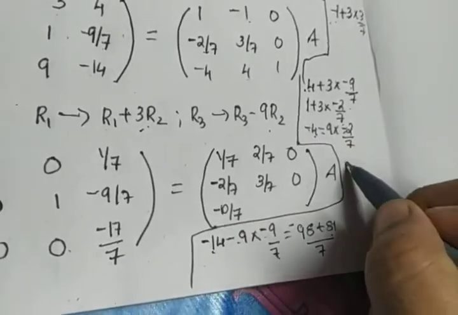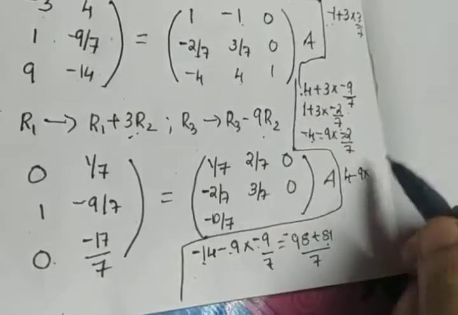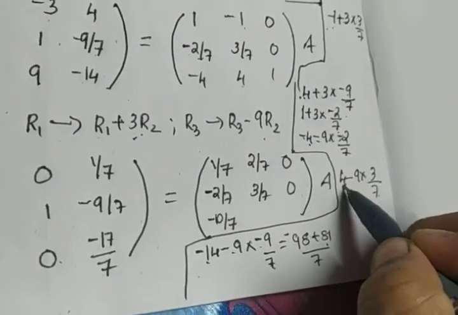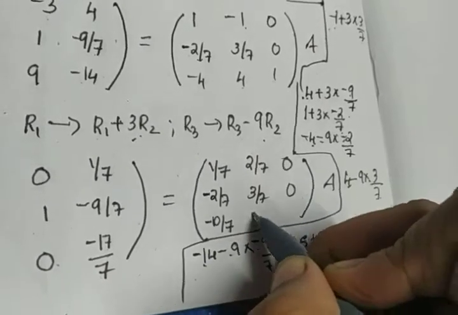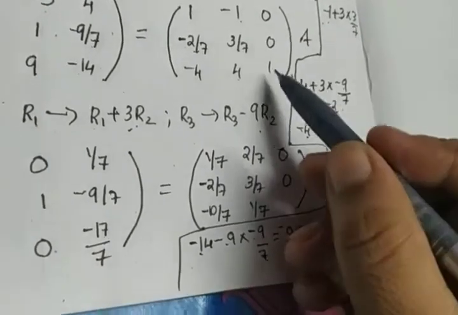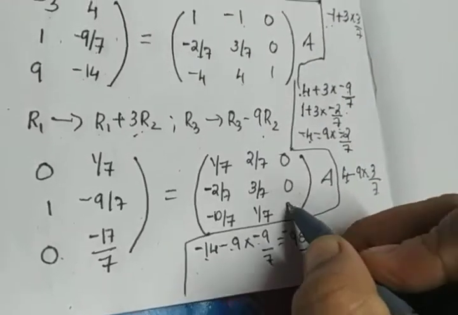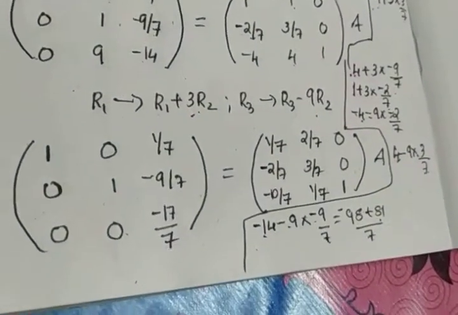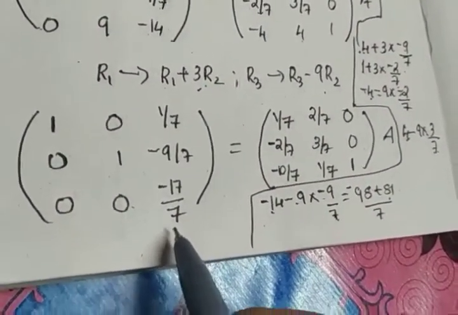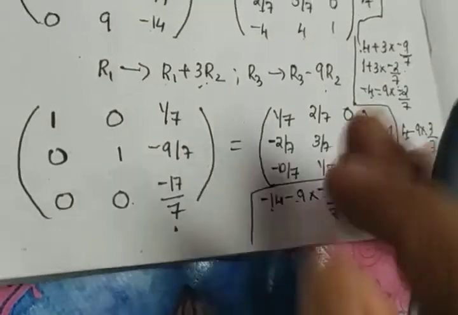Next element, 4 minus 9 into this element 3 by 7. So 7 4's are 28. 28 minus 27 by 7. 28 minus 27 is 1, so 1 by 7. This is 1 and no change here because it's 0. 9 into 0 gives you 0. So it is 1. So we are getting the element like this. Again, what's the next step we have to take? We have to make this element, third row, third element, 1. So what we can do is divide throughout the third row by -17 by 7.